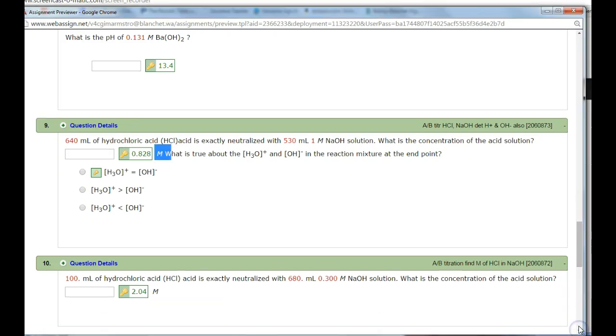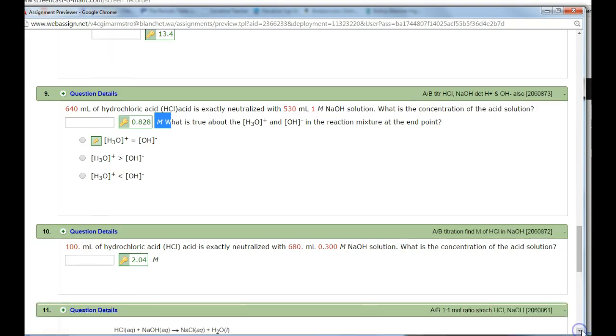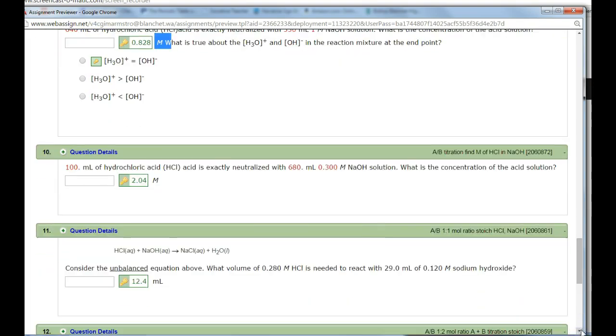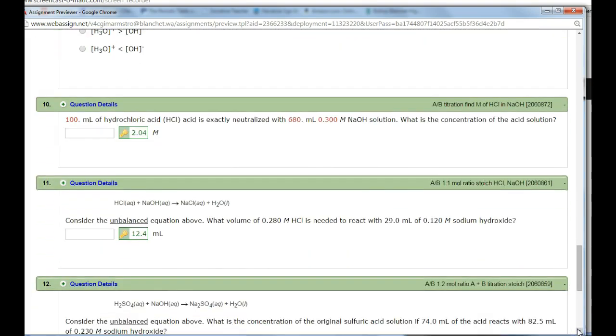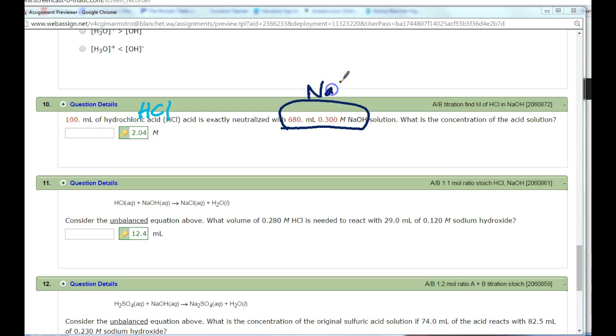Moving on to question 10. 100 milliliters of hydrochloric acid is exactly neutralized with 680 mL of 0.3 molar sodium hydroxide. What is the concentration of the acid solution? Same equation. Acid plus base is a salt plus water. It's a 1-to-1 ratio. We could do M1V1 is M2V2, or we could do MAVA is MBVB. It's whatever floats your boat. You just have to keep your like numbers together.